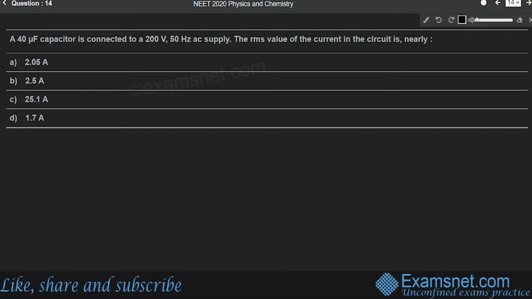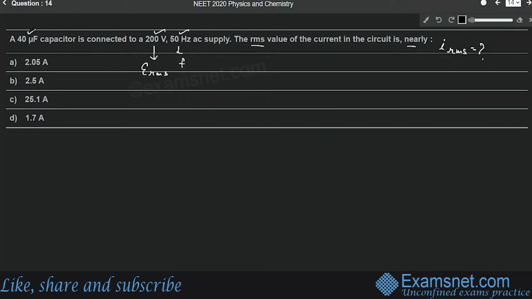Question number 14 is from the chapter Electrostatic Potential and Capacitance, and the question is, a 40 microfarad capacitor is connected to a 200 volt 50 Hz AC supply. The RMS value of the current in the circuit is nearly. Okay, so we have to find out the value of IRMS, right? Now RMS voltage, that means ERMS is given as 200 volt and frequency is given as 50 Hertz.